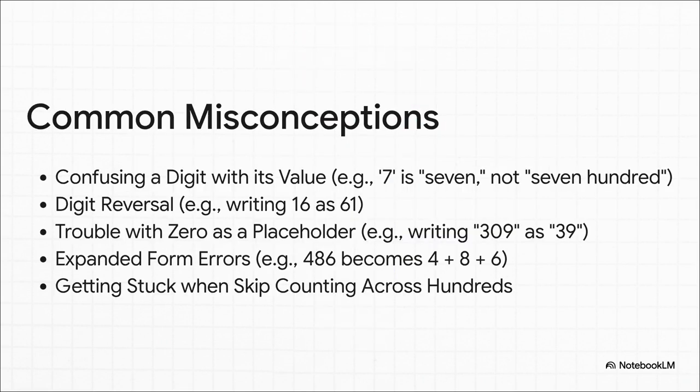And it shows up in all these other ways too. They see the digit 4 in 486 and just think 4, not 400. Or they get totally lost when they have to use 0 as a placeholder. You know, these errors are not failures. They're data. They're little breadcrumbs that tell us exactly where the understanding is breaking down. Our entire lesson has to be engineered to fix this.